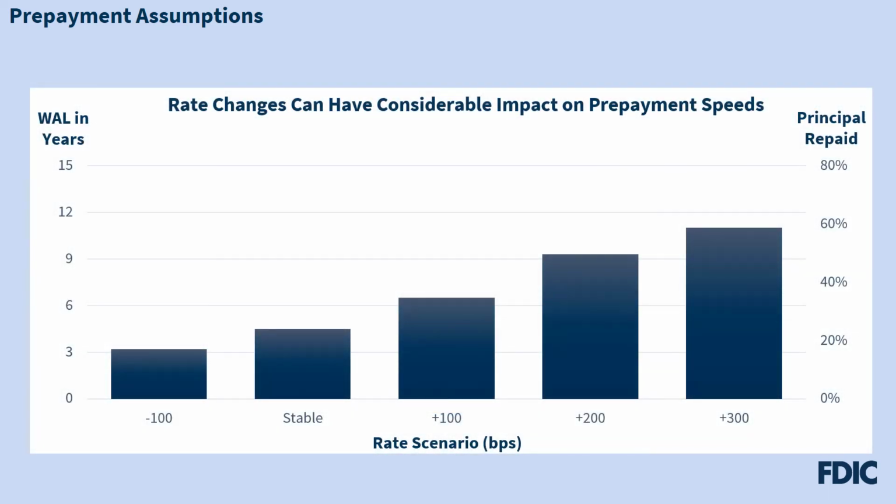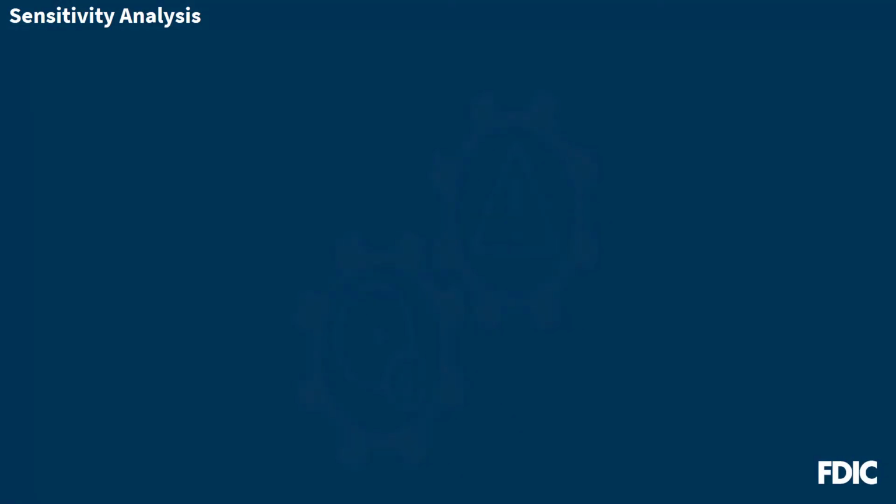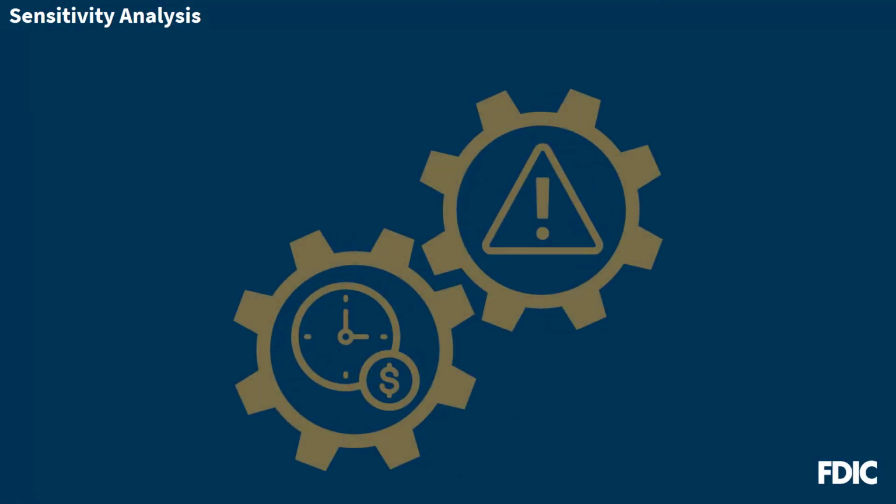Now let's look at an example of this. When rates fall 100 basis points, as shown on the gold line, borrowers are more likely to refinance and prepayment speeds are higher than the stable scenario. As such, the weighted average life is shorter. Alternatively, in rising rate scenarios, when borrowers have less incentive to refinance and prepay, prepayment speeds slow, causing the weighted average life to increase. In addition to scenario analysis, banks usually conduct sensitivity analyses periodically to help determine which assumptions have the most influence on model results.